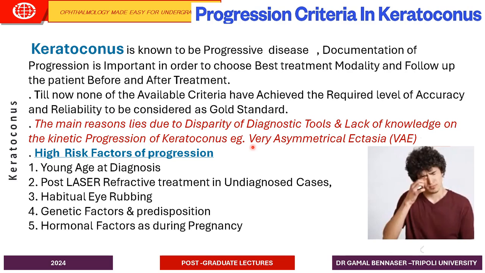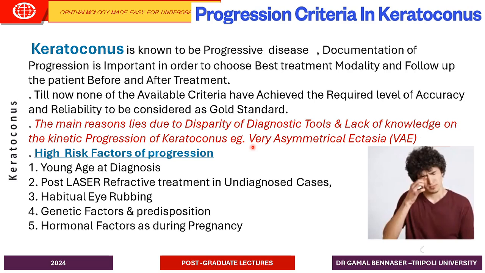If you have a patient with a positive family history of keratoconus, you should follow him closely for evidence of progression. The last thing is the hormonal factors during pregnancy. If you have a woman who is going to get pregnant and is known to have keratoconus, you should advise her that the pregnancy and the hormonal changes can lead to progression of keratoconus, and you should follow them carefully, so that at least you plan for cross-linking immediately after delivery.